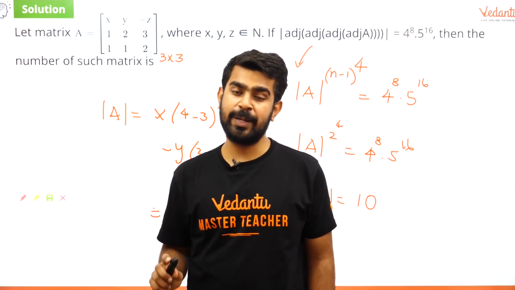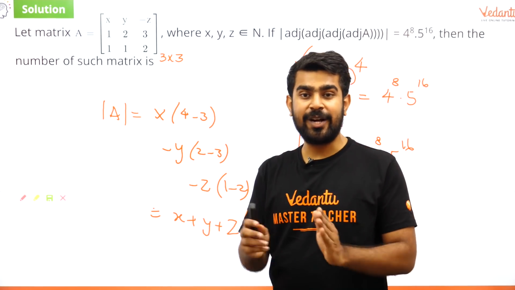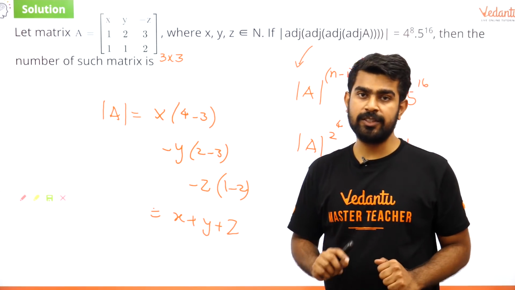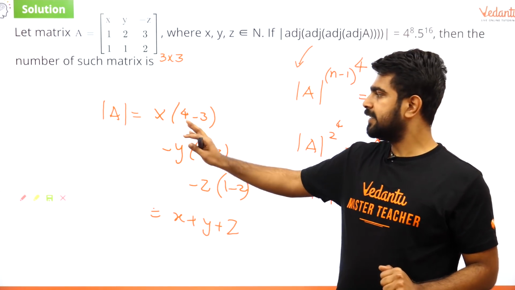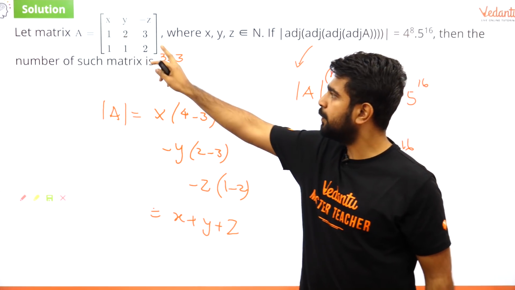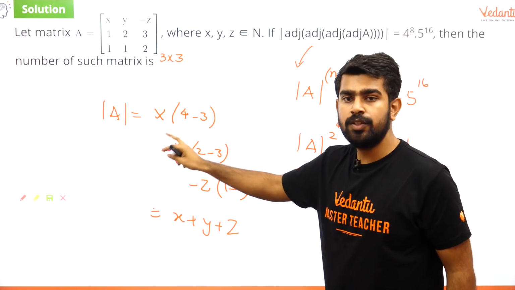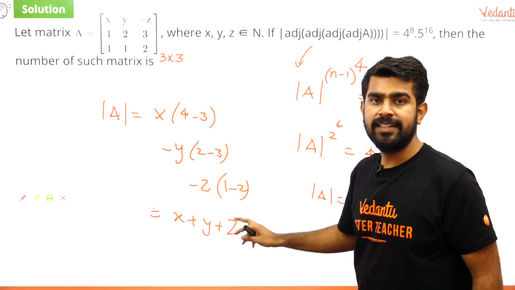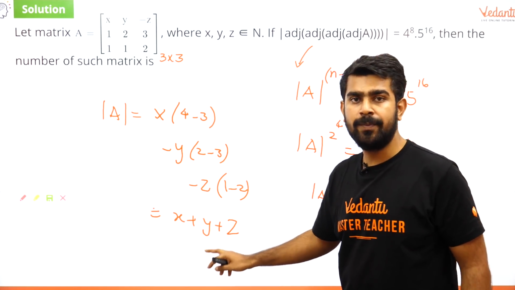Guys, this is super amazing. You will understand why in a moment. Please go through it and let me know if you have understood it or not. Determinant of A, I just opened it with respect to the first row. When I open it with respect to the first row, I get x into 4 minus 3, minus y into 2 minus 3, minus z into 1 minus 2. That gives me x plus y plus z.